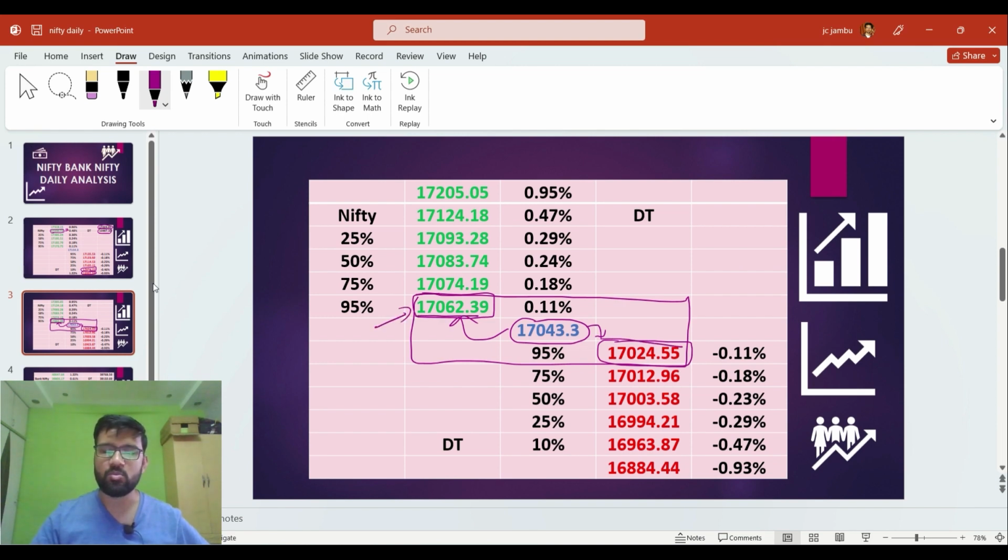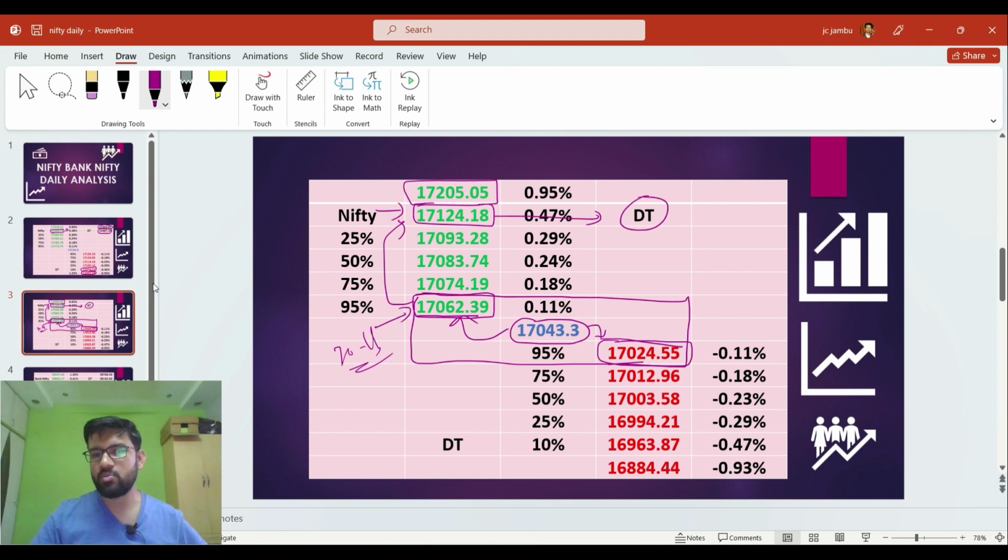If the market closes above this level, and if the market sustains above this level for at least 30 minutes to 1 hour, then we can expect a further rally up to 70,124, and this will be our daily target on the upside. And if the market closes above this level, then we can expect a further rally up to 70,205.